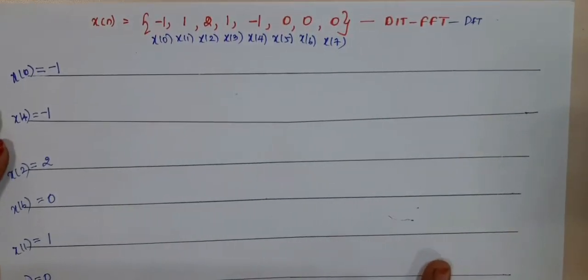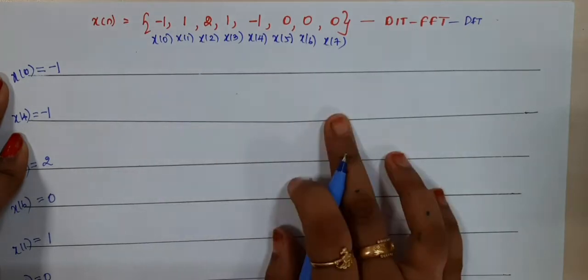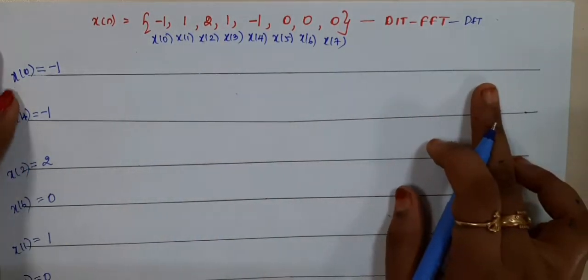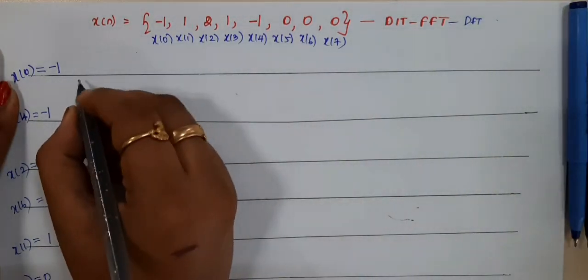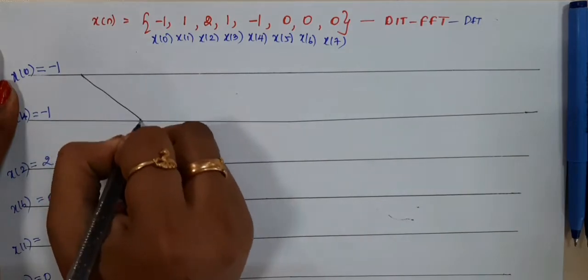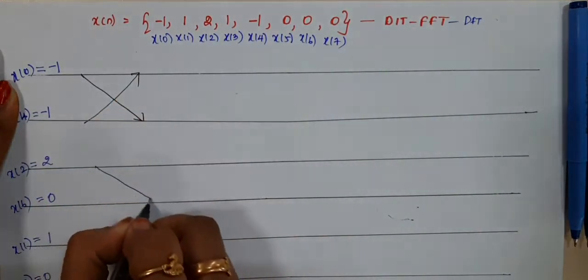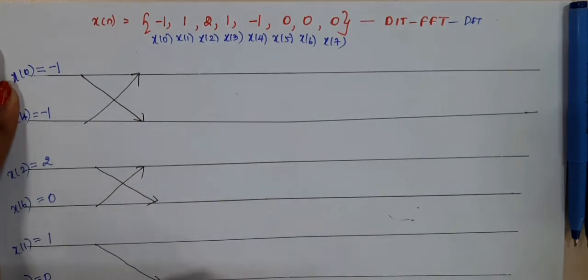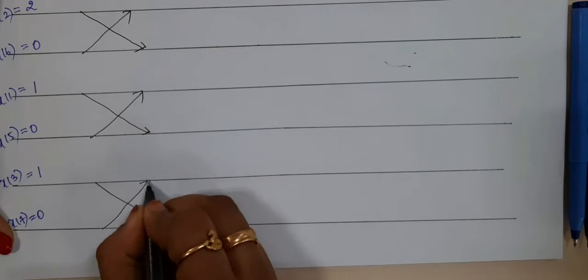So what is my next step? As this is a DIT, it will follow the flow of 2 point, 4 point and 8 point. Okay, so let us start with the 2 point. For the 2 point, you have to draw the butterfly structure like this. I am going to explain step by step. You just follow my steps, so it will be easy for you when you do this type of problems.